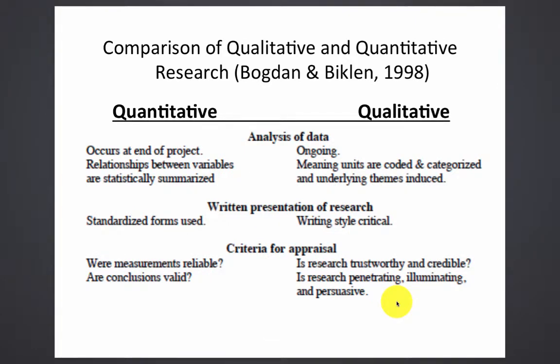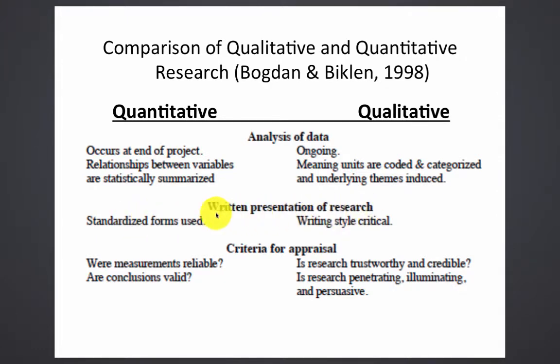How do we analyze? How can we compare this? Well, analysis in quantitative is something that happens at the end of the process, and it really is all about describing relationships between variables, and we summarize our results statistically. With qualitative inquiry, we are analyzing the data very much on an ongoing basis.